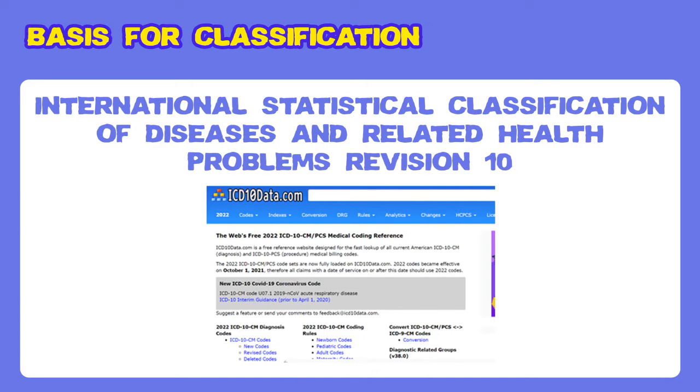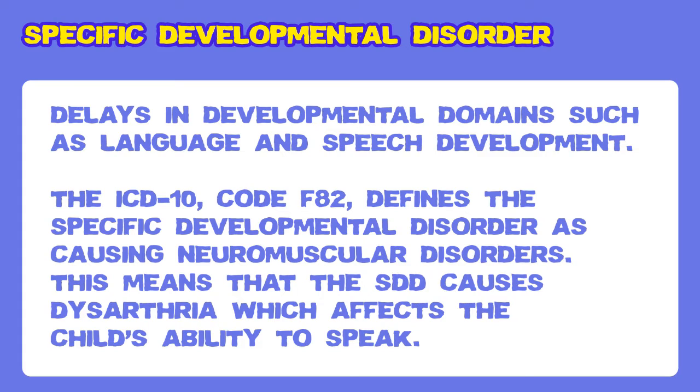Next is the specific developmental disorders. Skills are substantially below the expected level in terms of chronological age, measured intelligence, and age-appropriate education, and cannot be explained by any neurological disorder or any specific adverse psychological or family circumstances. So there are delays in developmental domains such as language and speech development, and the code which the specific developmental disorder is under is the code F82.